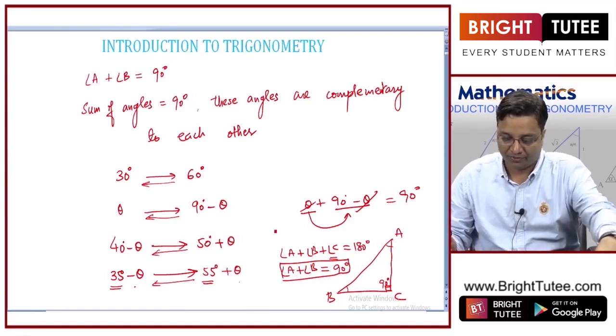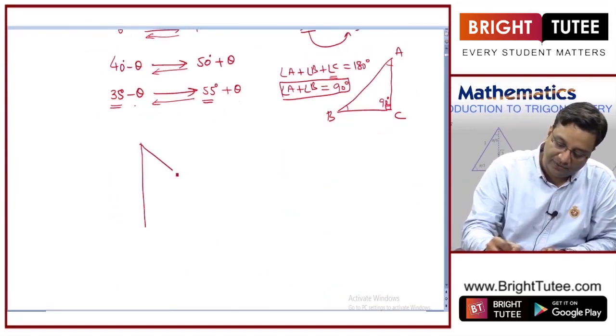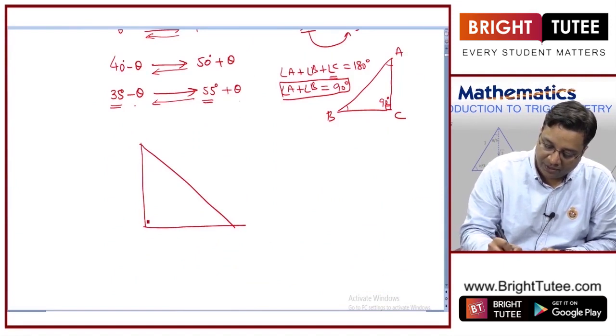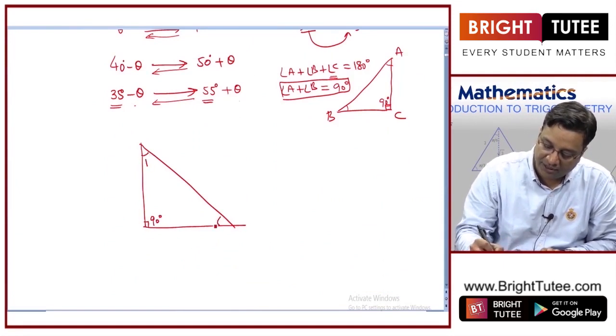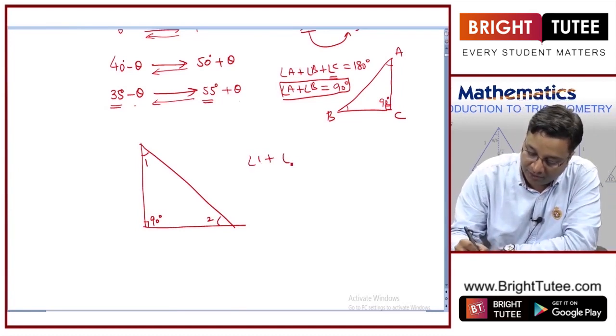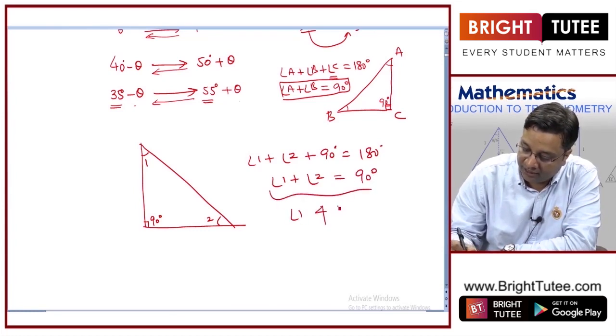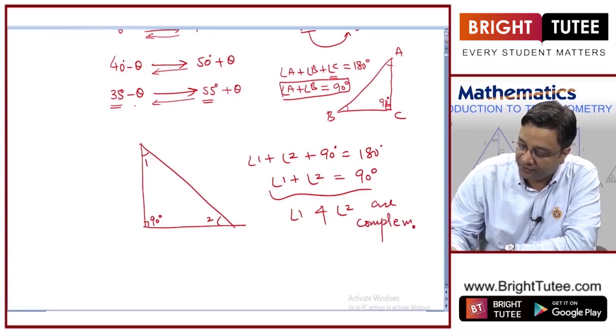Let me show you here. Let me make another right angle triangle. Let us say this is our 90 degrees angle, this is angle 1, this is angle 2, right? We know that the sum of these angles, angle 1 plus angle 2 plus this right angle, is always equal to 180. So angle 1 plus angle 2 will be equal to 90 degrees. Hence, angle 1 and angle 2 are complementary to each other.